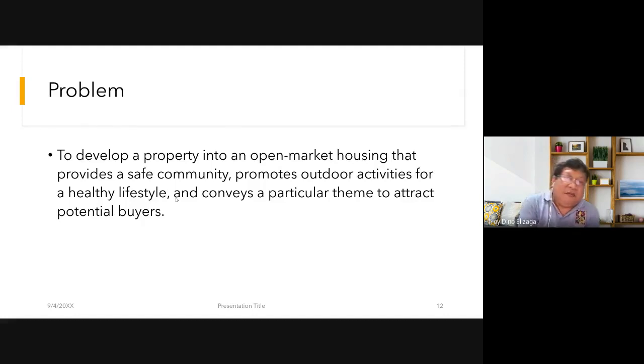Okay. You can even add more details by saying what this property is, no? To develop a property in Barangay San Jose, blah blah blah, into an open market. So you can be more specific than that. So it's very easy to write the problem statement actually. But then this is the main problem. You have to break it down into smaller problems, and the smaller problems can actually be found in the problem itself.